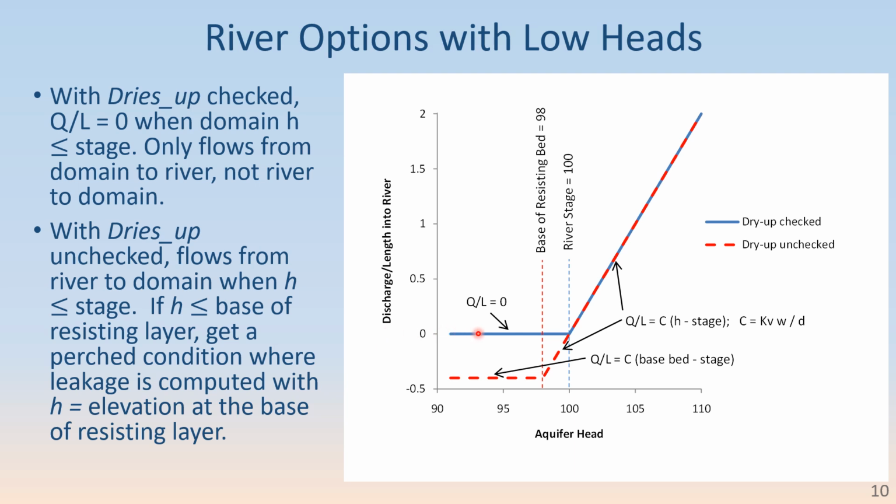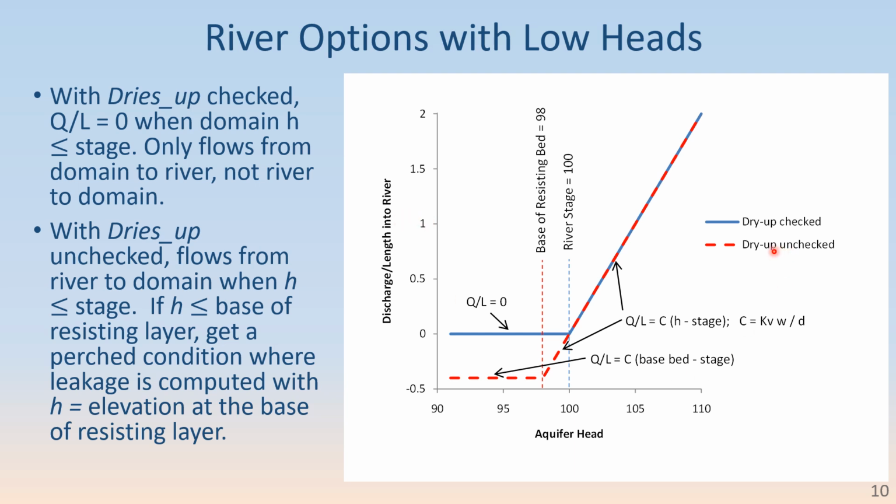So the solid blue line here is with dries up checked. So there will get to be more and more discharge the larger the head difference between the head in the domain and the stage that's specified. So that's just linear and proportional to our conductance factor. And in the case with dry up checked, if you reach a zero head difference, you get zero discharge per length for any head below the river stage. Okay, so aquifer head on this axis, and the discharge per length into the river on the y-axis.